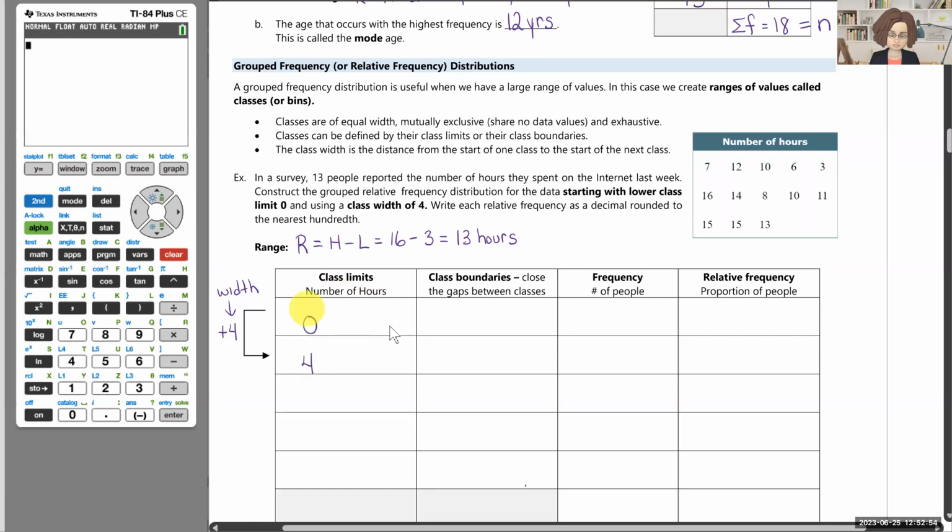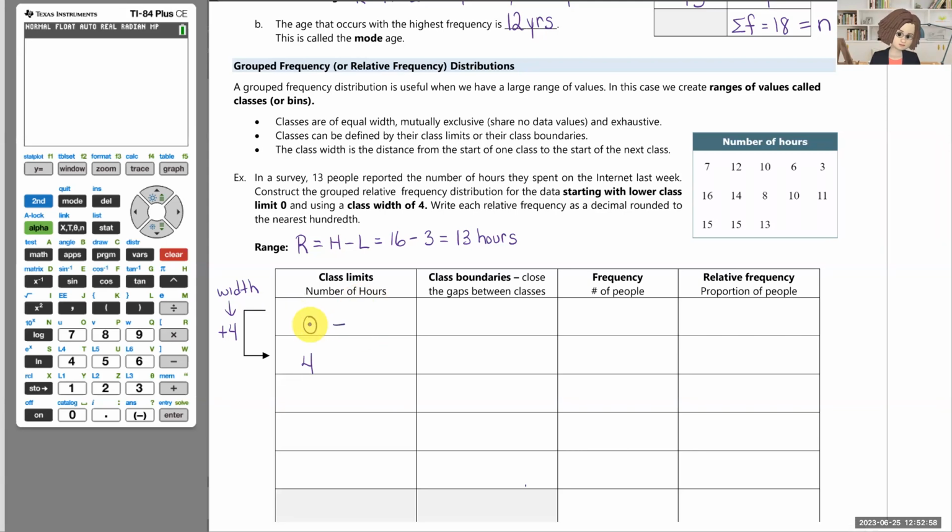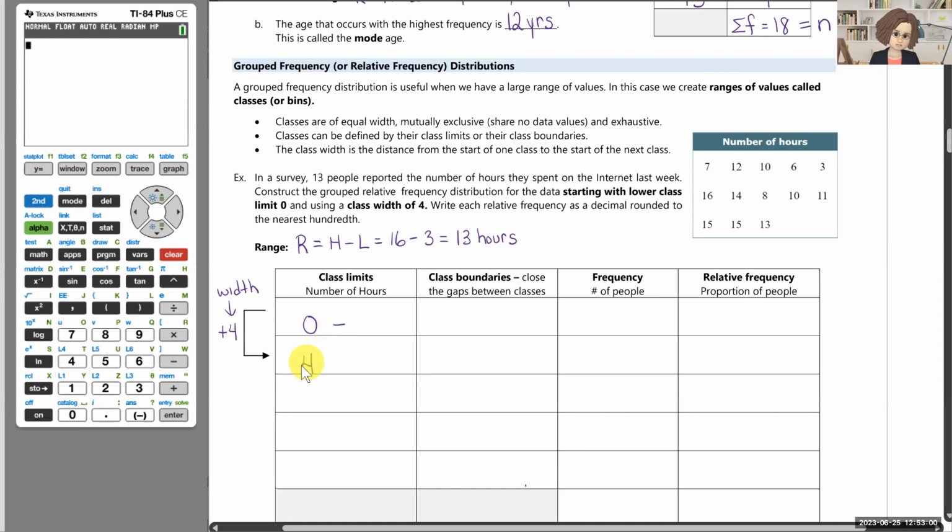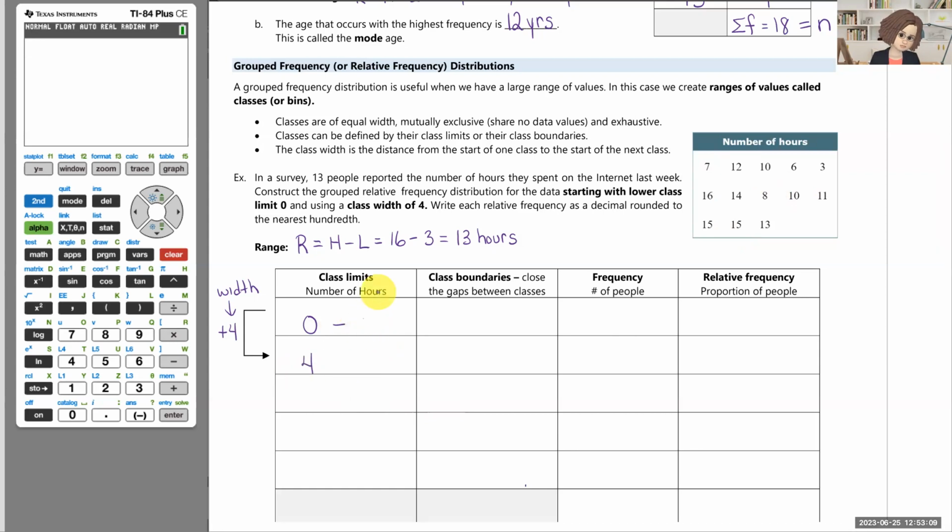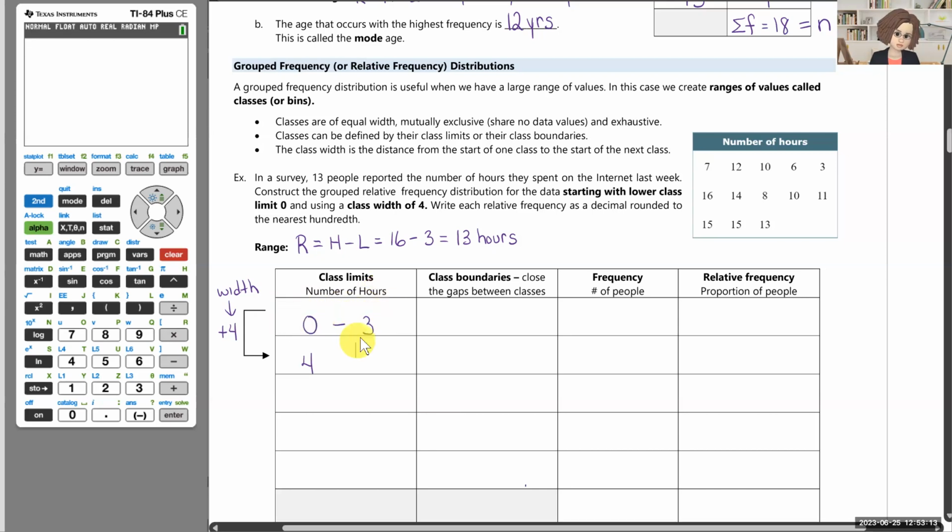So this first group then is going to go from 0 to, so before 4 hours, if we're doing, these are whole numbers in hours, before 4, the next previous whole number would have been 3. So we're going to look at people that spent 0 to 3 hours on the internet.